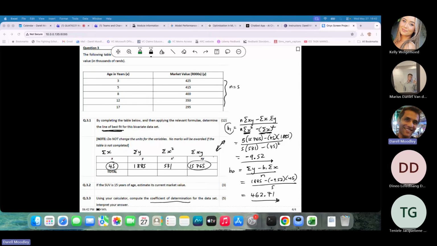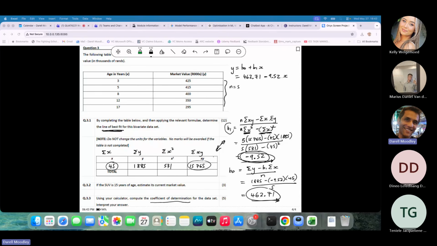All right, so now you just need to write out the equation. So the equation of the line is y equals b naught plus b1x. And all you need to do is say what those b naught and b1 values are, which you just worked out here. So it's 462.71 minus, because your b1 is a minus, 9.52 times x. And remember to say for what values of x this equation is valid.